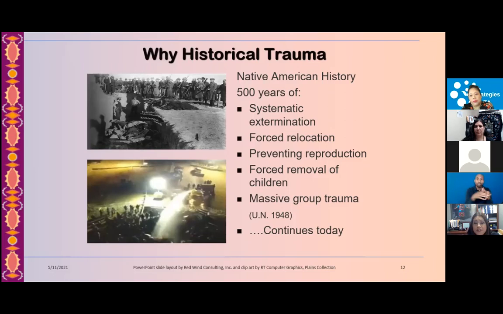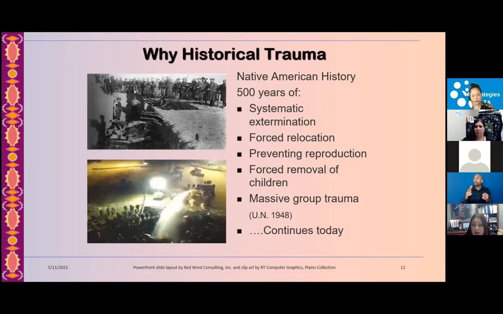Oftentimes with the reservation systems, as well as the Relocation Act here in California, as well as the preventing of reproduction, the sterilization, our women would go in to get their tonsils removed and come out sterilized and not even know that they were sterilized without their permission. And we see the forced removal of children in the boarding schools, as well as residential schools and the mission schools. So we see just this massive group trauma that still continues today for our population.